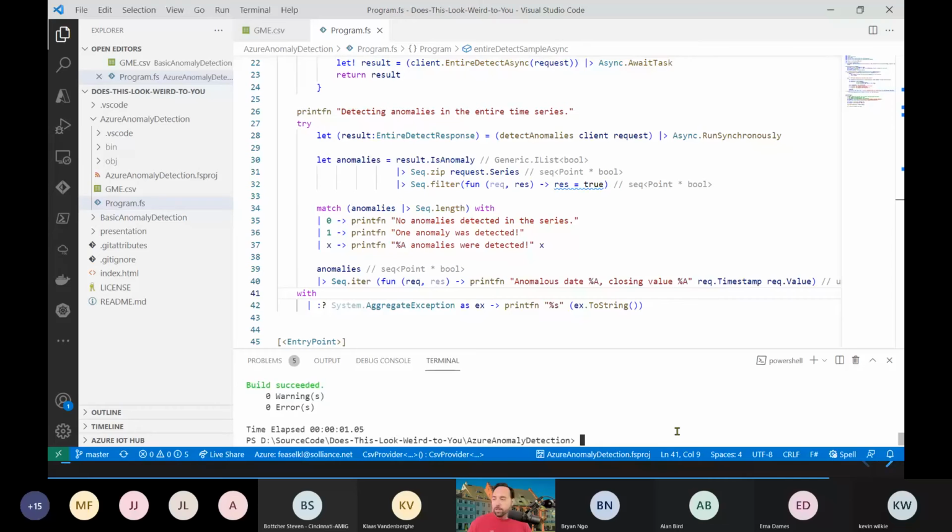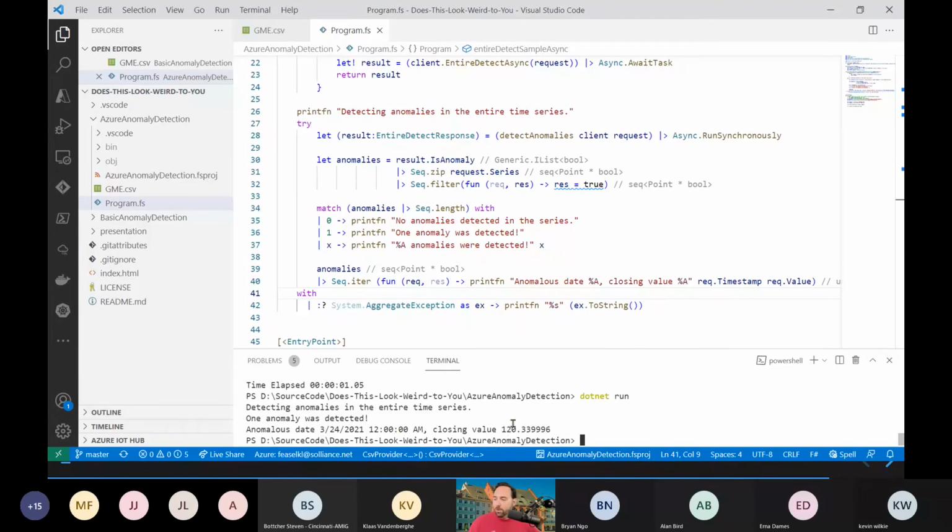We're going to .NET build. All right, my fingers weren't crossed, but it still succeeded. That probably means the next thing will fail. .NET run. Oh, hey, it worked. And it detected 1 anomaly.